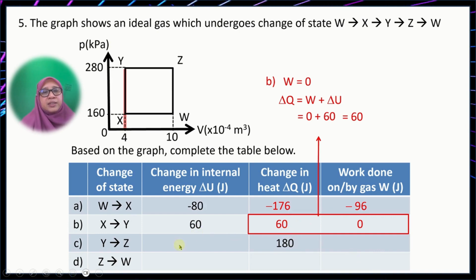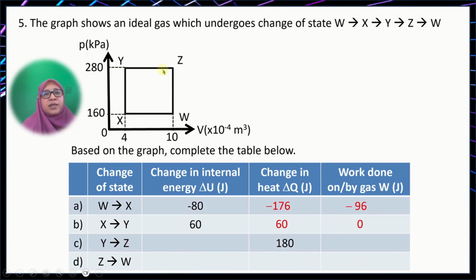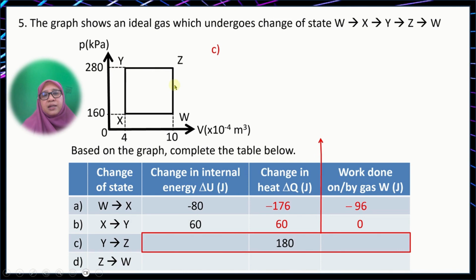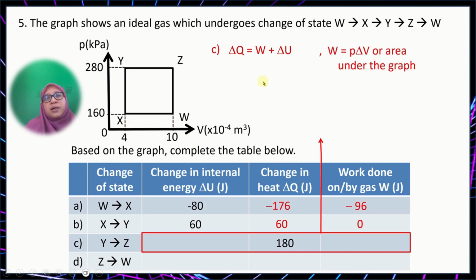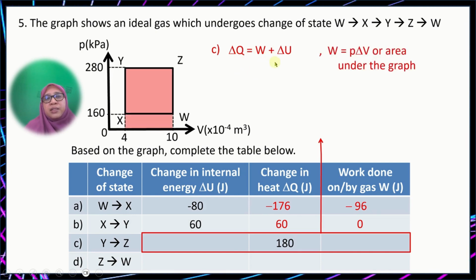Next we go to question C. This time you are given the change in heat. For Y to Z, the change in heat is 180. From the first law of thermodynamics, we need to calculate the work done to get the internal energy.